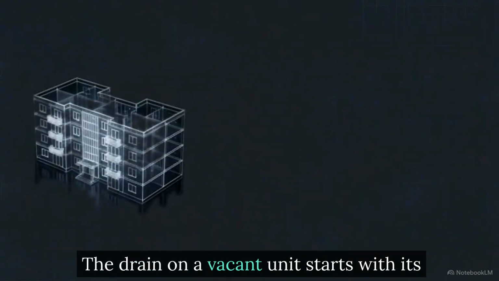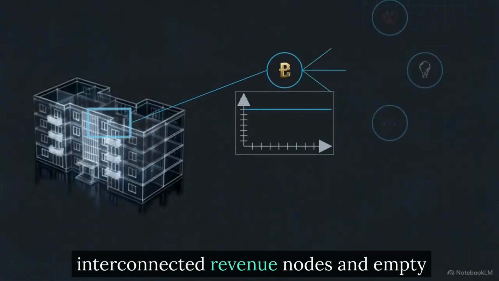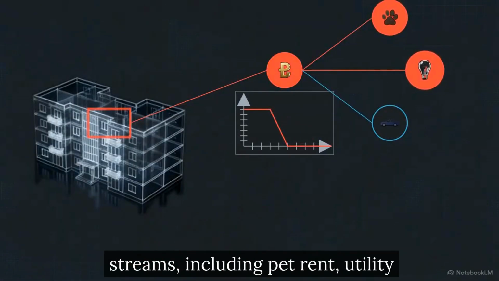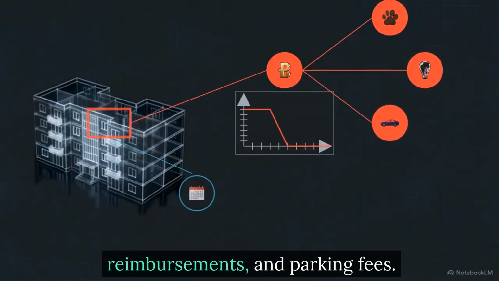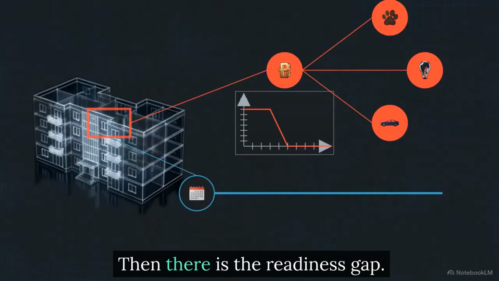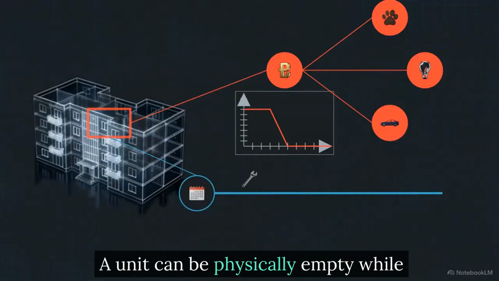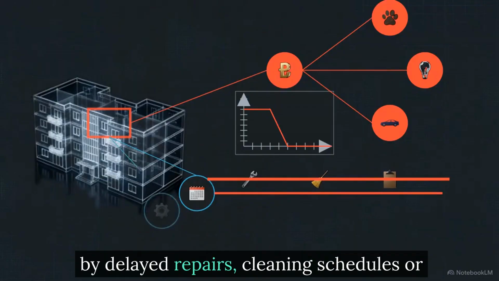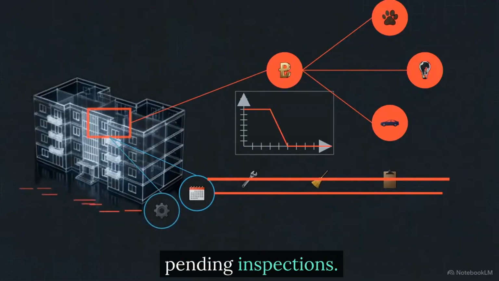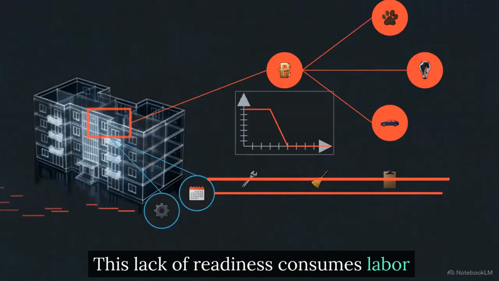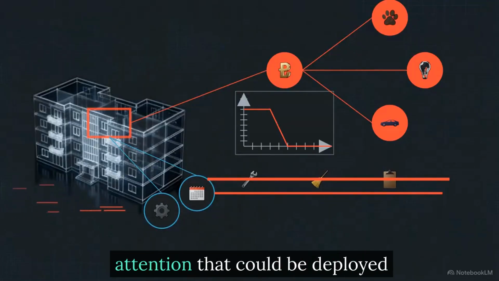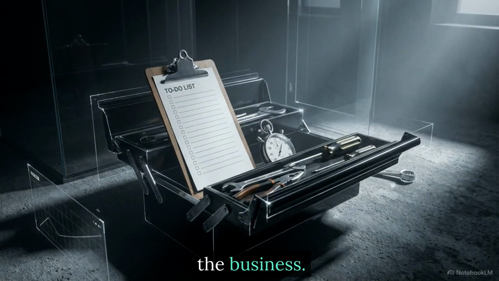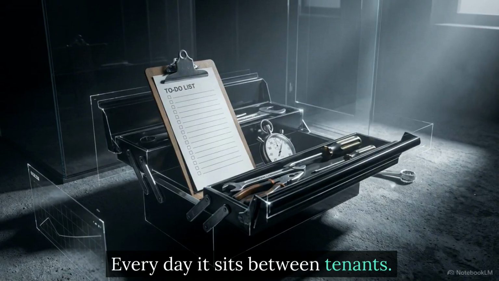The drain on a vacant unit starts with its interconnected revenue nodes. An empty unit immediately stops related income streams, including pet rent, utility reimbursements, and parking fees. Then there is the readiness gap. A unit can be physically empty while remaining unready for the market, held up by delayed repairs, cleaning schedules, or pending inspections. This lack of readiness consumes labor hours, vendor time, and management attention that could be deployed elsewhere. The unit continues to pull resources out of the business every day it sits between tenants.